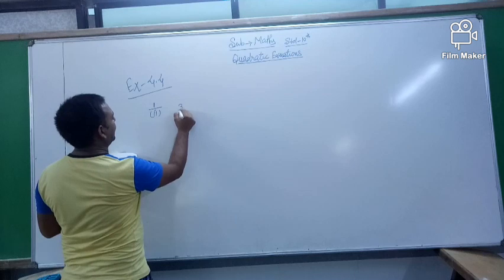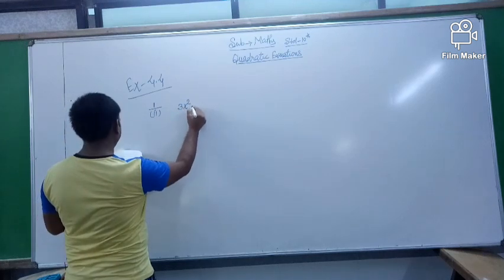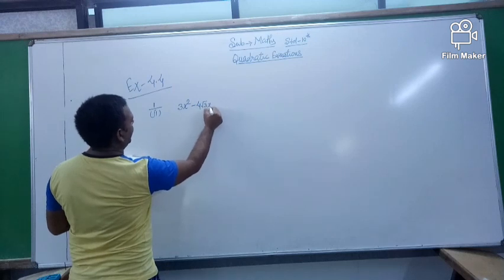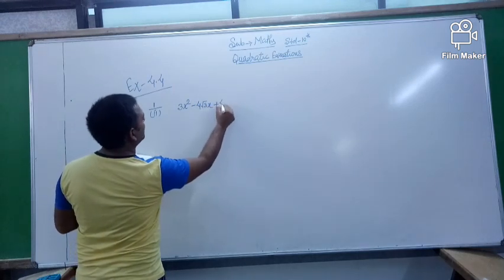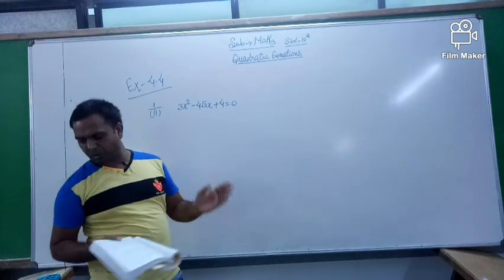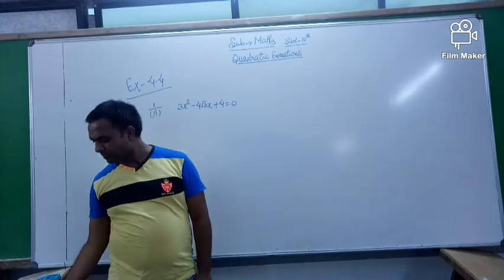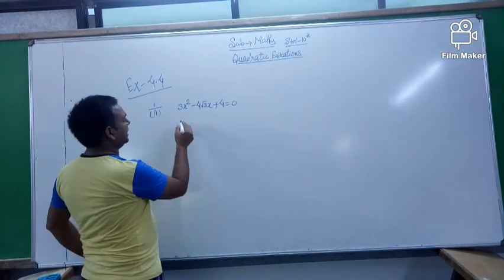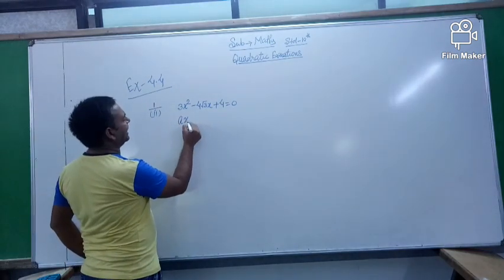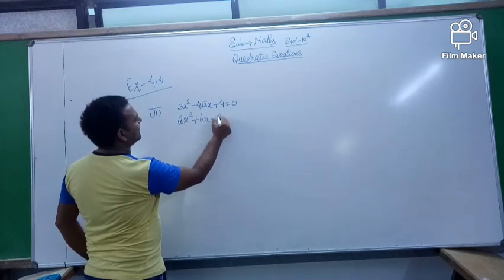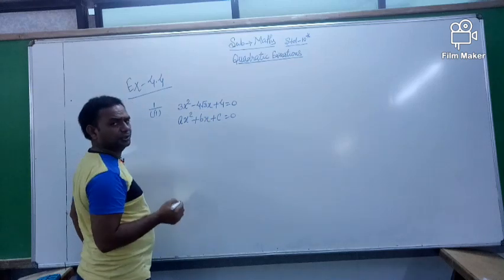Here the equation is given: 3x square minus 4 root 3 x plus 4 is equal to 0. This is the quadratic equation. First I compare this equation with the standard quadratic equation, ax square plus bx plus c equal to 0.